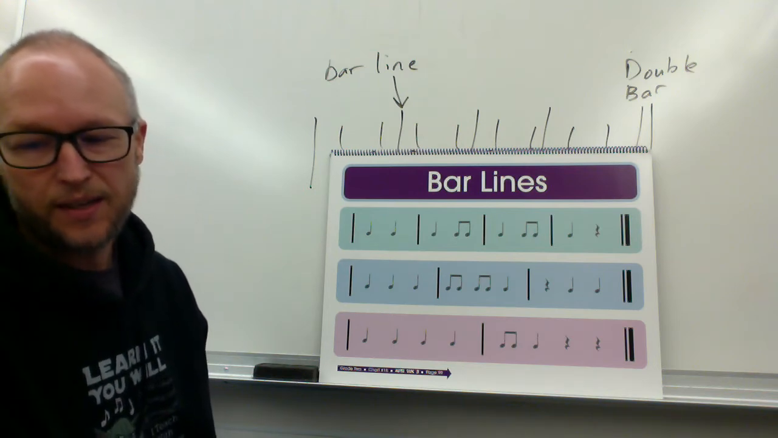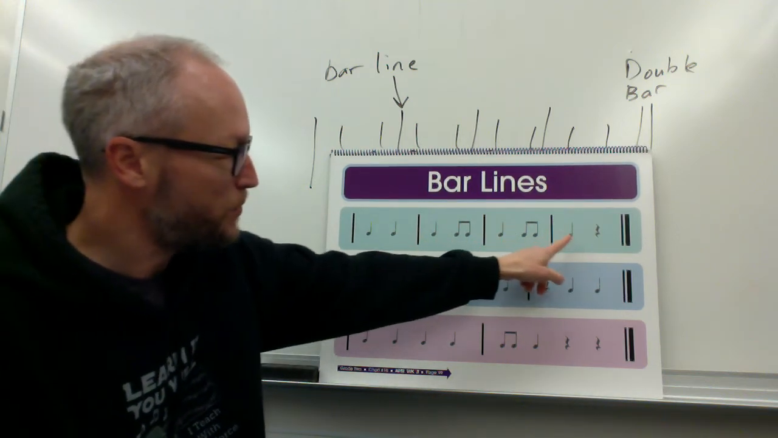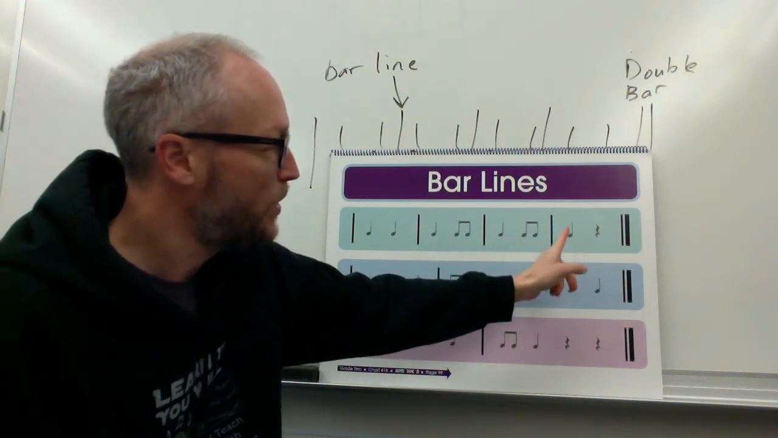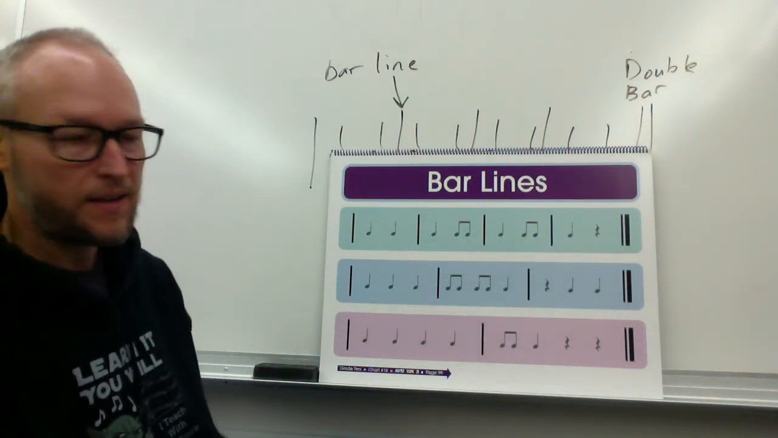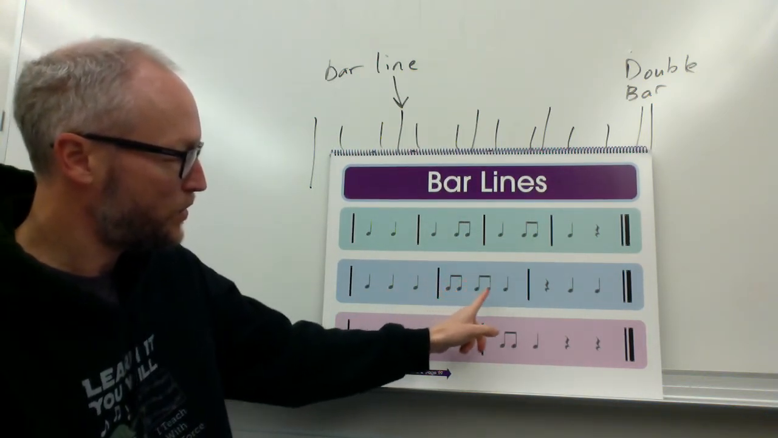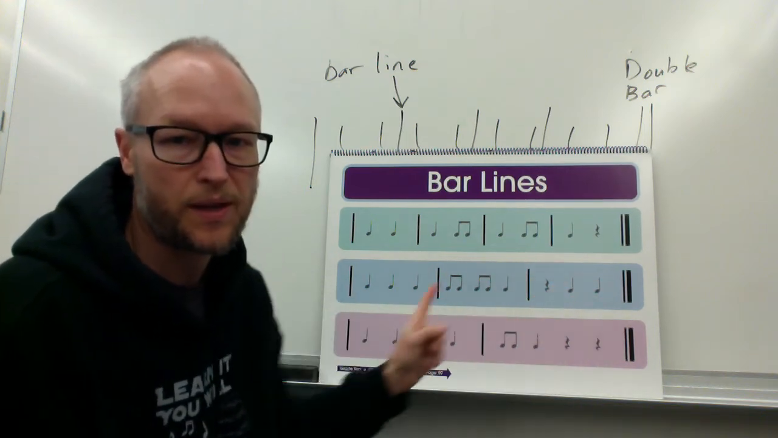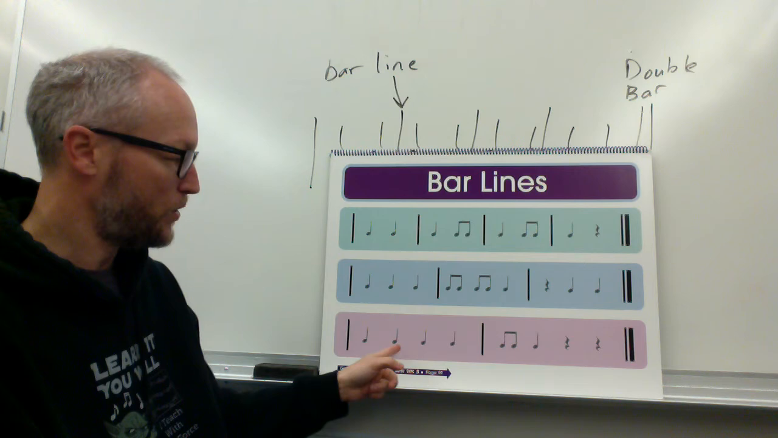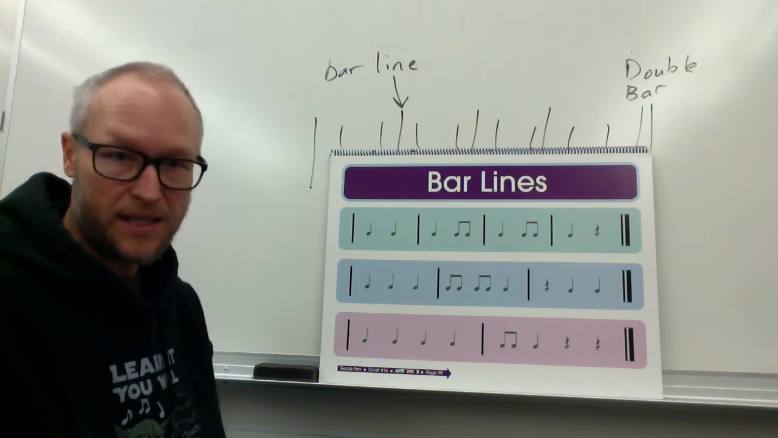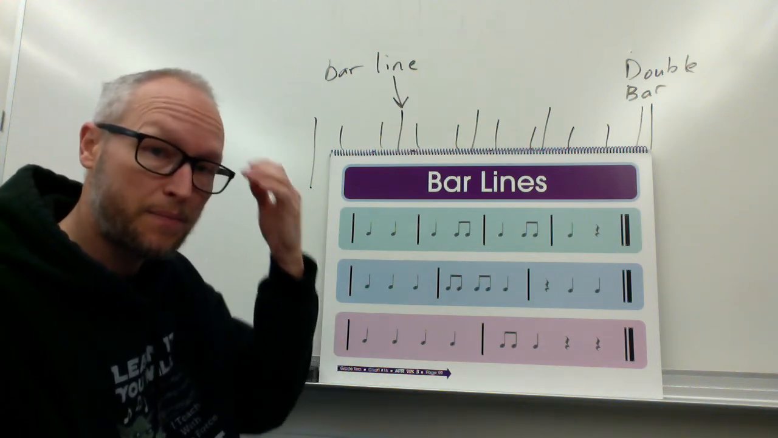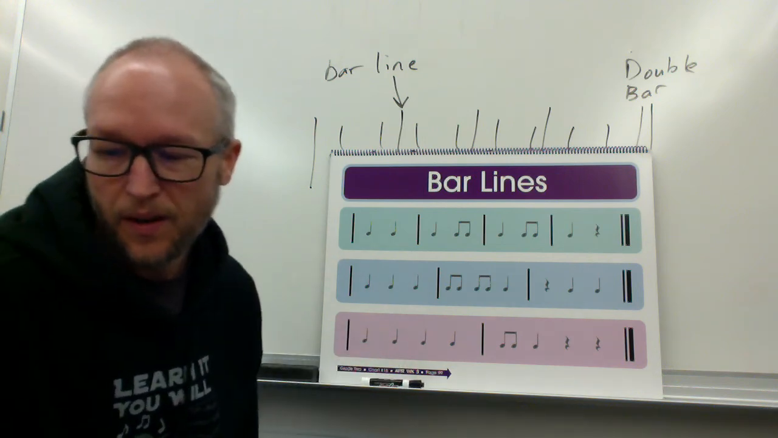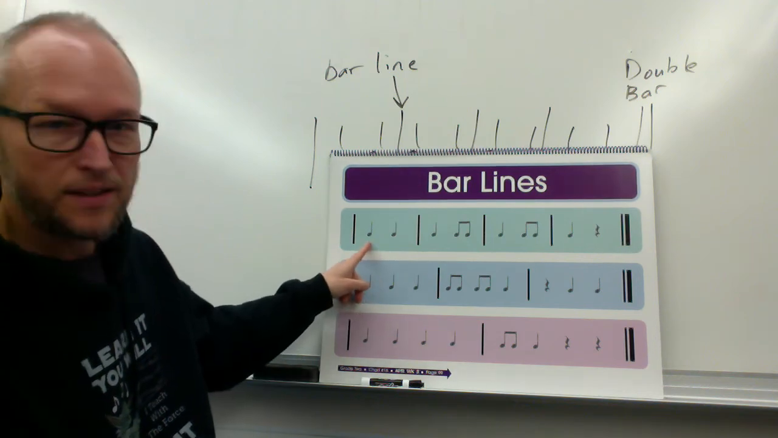Good. Okay. So how many beats do we have in each measure here? We have 1, 2, 1, 2, 1, 2, 1, 2. Okay. How many beats do we have in this measure? 1, 2, 3, 1, 2, 3, 1, 2, 3. And how about down here? 1, 2, 3, 4, 1, 2, 3, 4. Now I said how many beats, not how many notes or how many rhythms, but how many beats, because we count the beats with ta, ta.